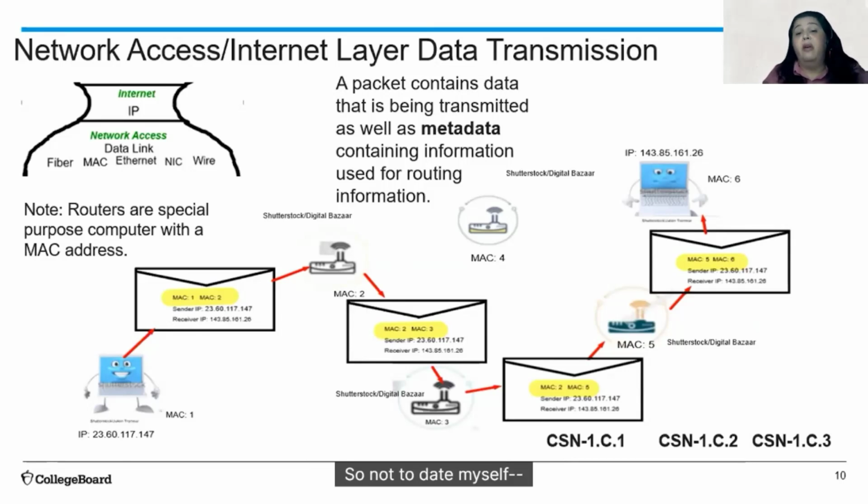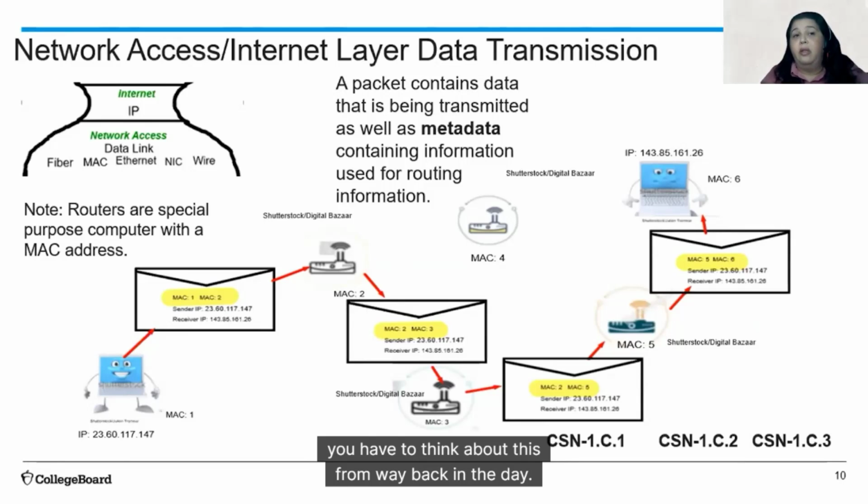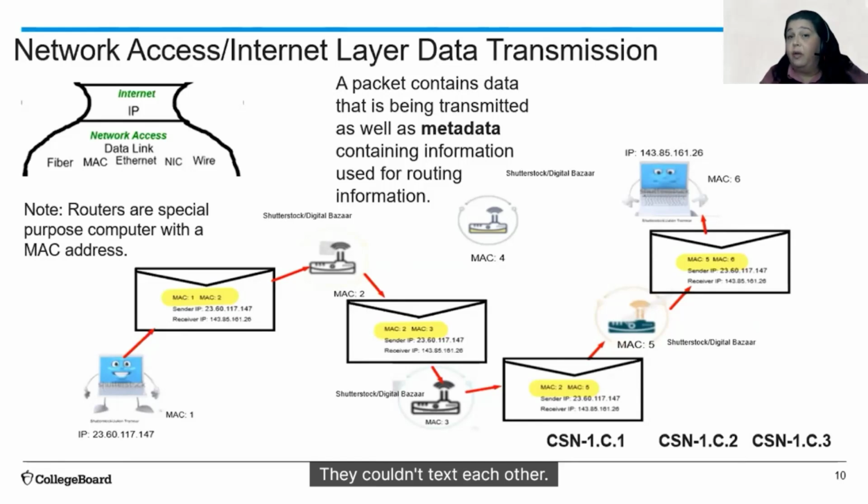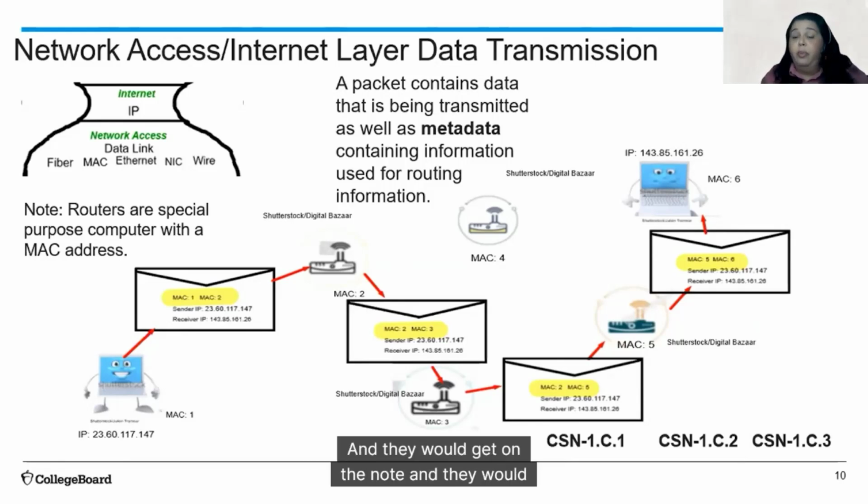So not to date myself, you kind of have to think about this from way back in the day, way before cell phones, when I was teaching. Students used to actually send notes from one side of the class to the other. They couldn't text each other. They would get on the note and put who they wanted it to go to. And then they would have to get someone to agree, kind of sneakily, in the row next to them to grab the note and send it along. And that person would have to find somebody. That's kind of what's going on here.